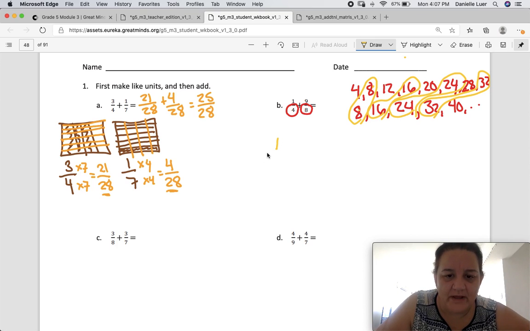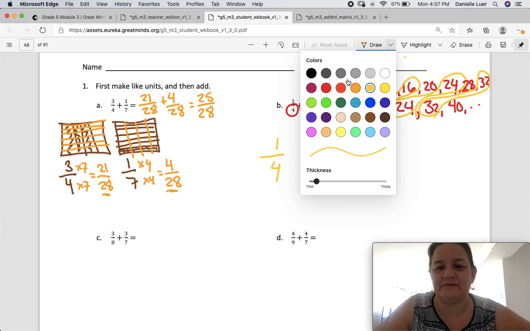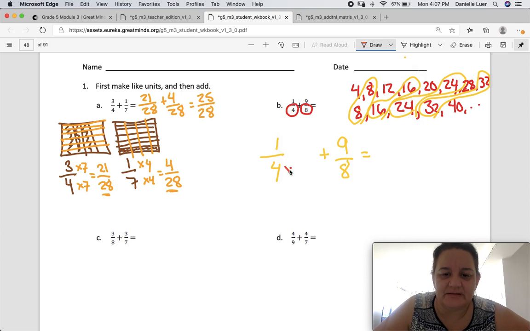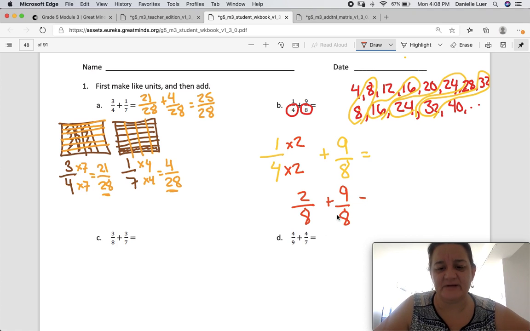So I've got 1/4, and I created some space there, plus 9/8 equals. Now I already have an 8 there, so what do I have to multiply this times to get an 8 here? I'm going to try multiplying by 2. So 2 on the top would be 2, and 4 times 2 on the bottom would be 8, and now I can bring down that 9/8. Now I can solve pretty easily because I have a lowest common denominator: 9, 10, 11 over 8.